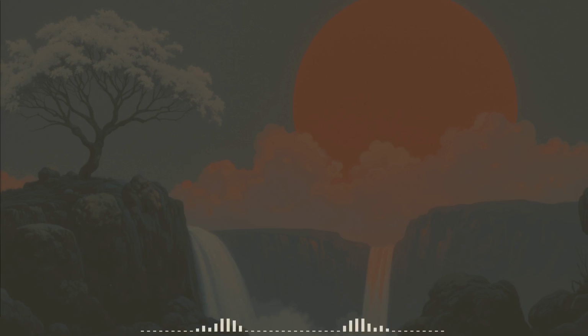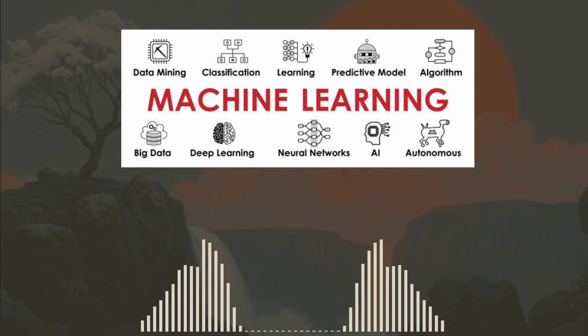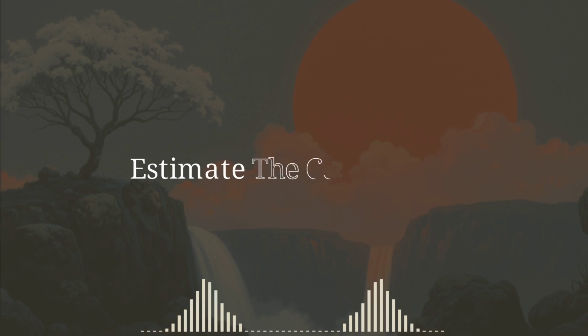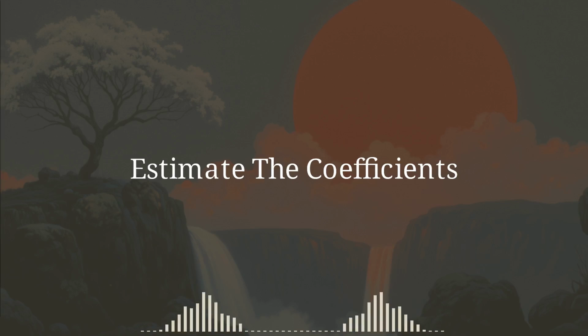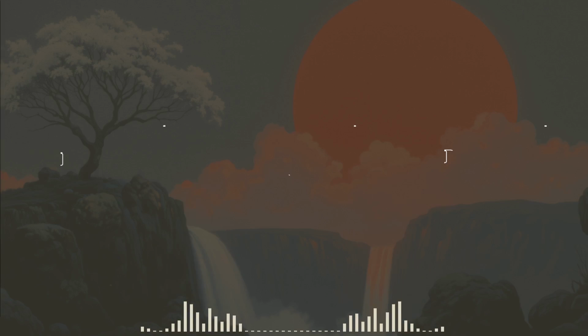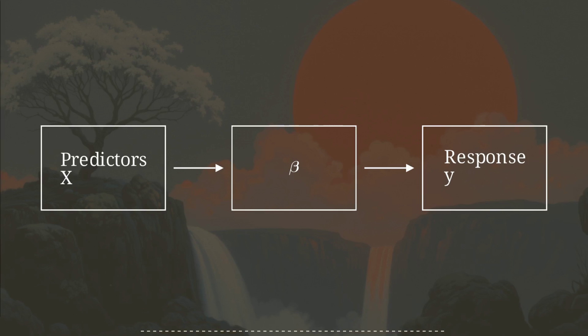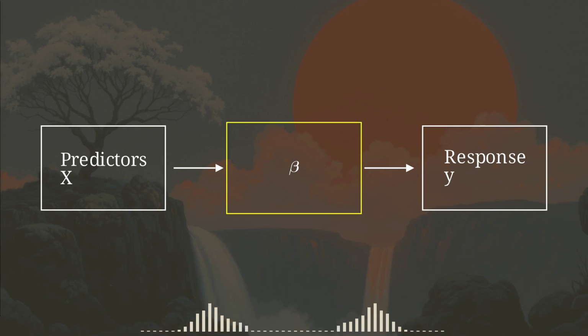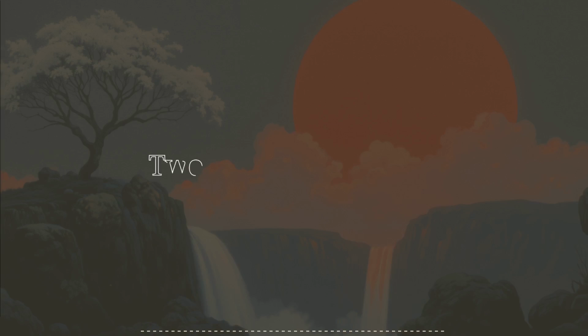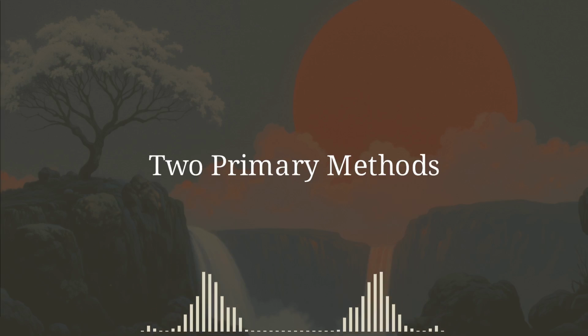The first real step in any machine learning algorithm, including linear regression, is to estimate the parameters. In this case, those are the beta coefficients. They tell us how much each predictor contributes to the output. Think of them as the link between the response and the observation. There are two primary methods to estimate these coefficients.